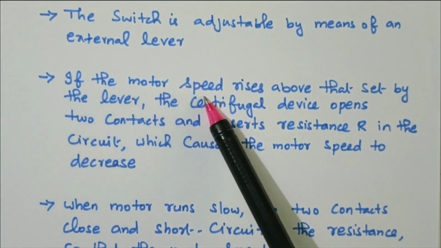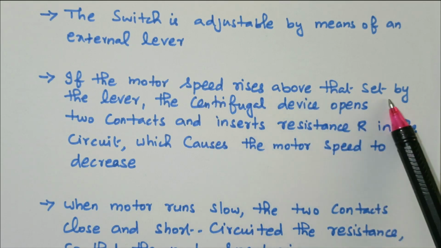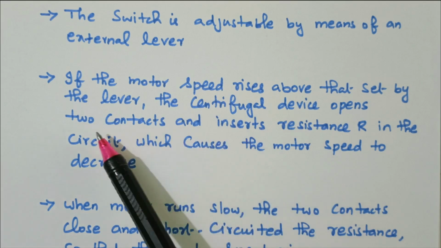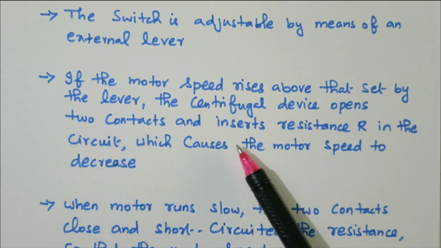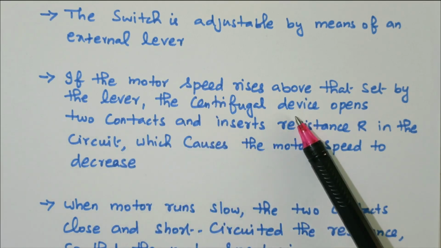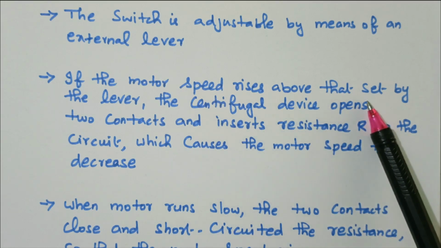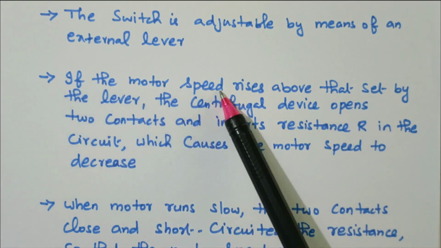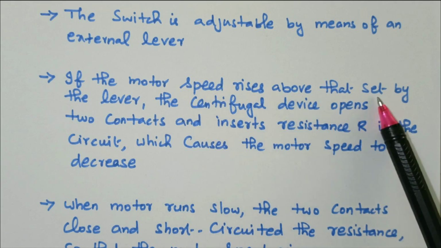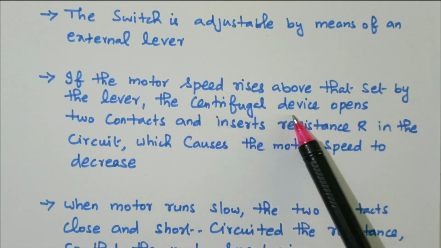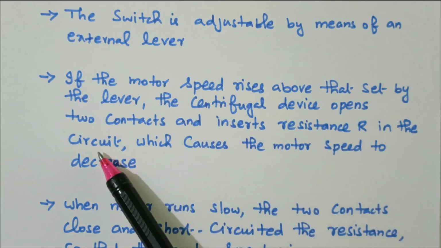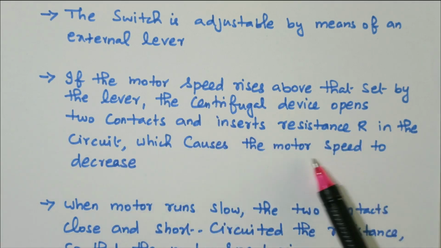If the motor speed rises above the speed set by the lever, then the centrifugal device opens two contacts. So the centrifugal switch is operated by the settings, not manually. We can set the speed in the centrifugal device, so it will check the speed of the motor. If it is above the set speed, then this centrifugal device opens two contacts and inserts the resistor R in the circuit, which causes the motor speed to decrease.